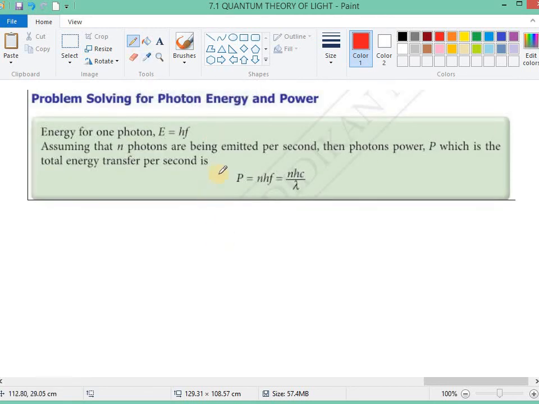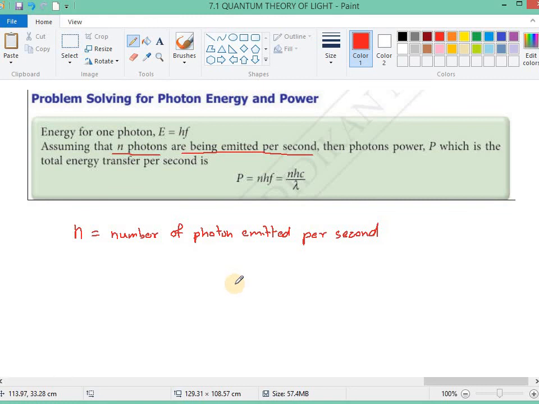Okay, next, problem solving for photon energy and power. The energy of one photon is equal to hf, assuming that n photons are being emitted per second. This is what n represents. n is the number of photons emitted per second.